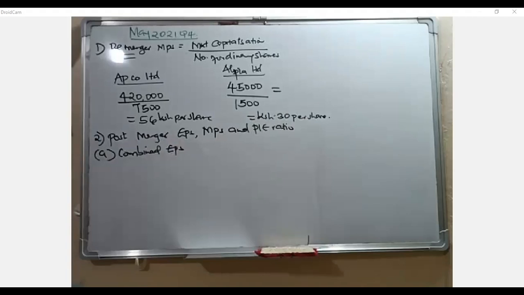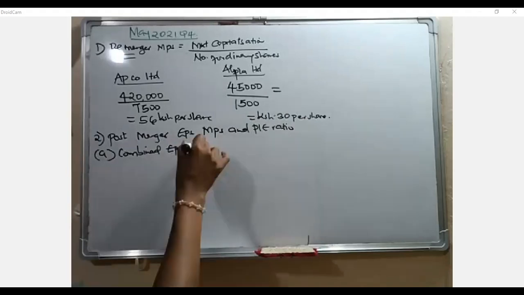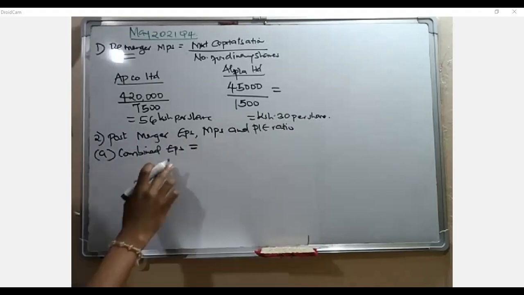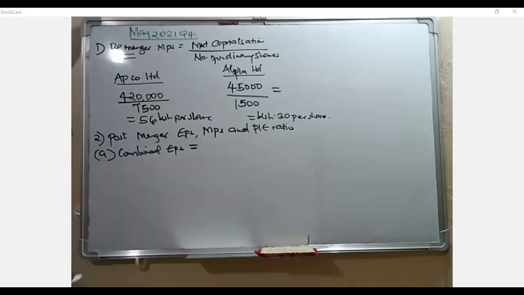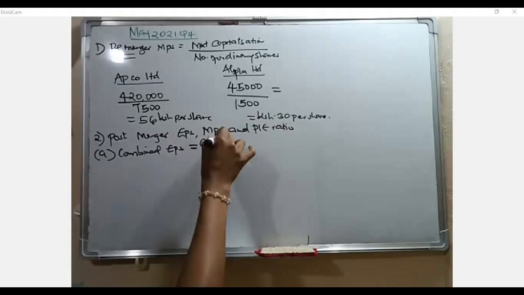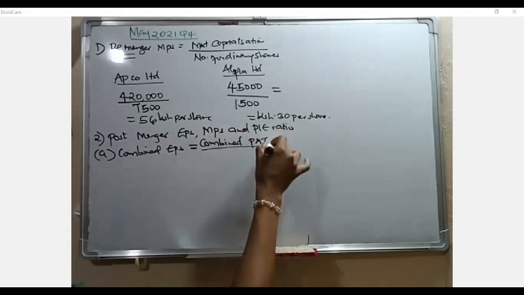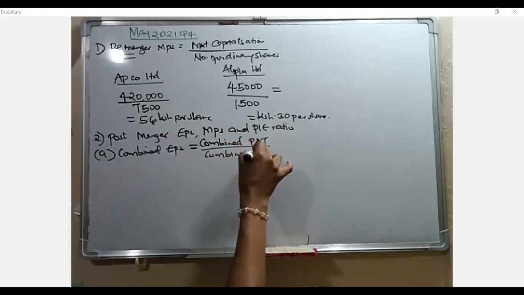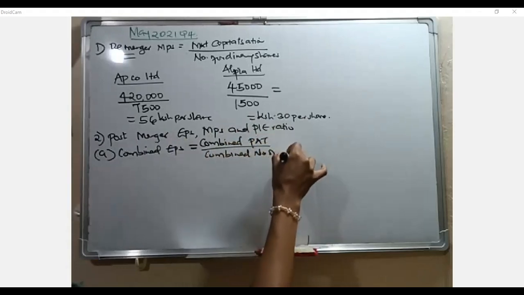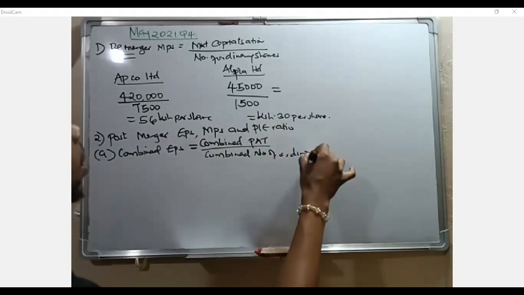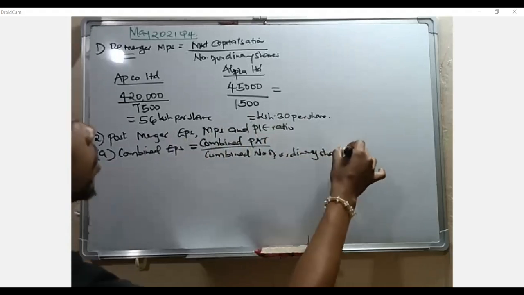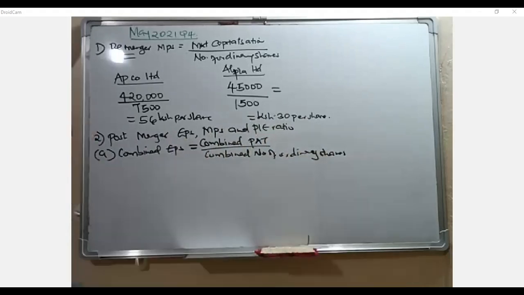And in this case, if I want to get the combined earnings per share, let us take the combined profit after tax, right? Then you divide by the combined number of ordinary shares.